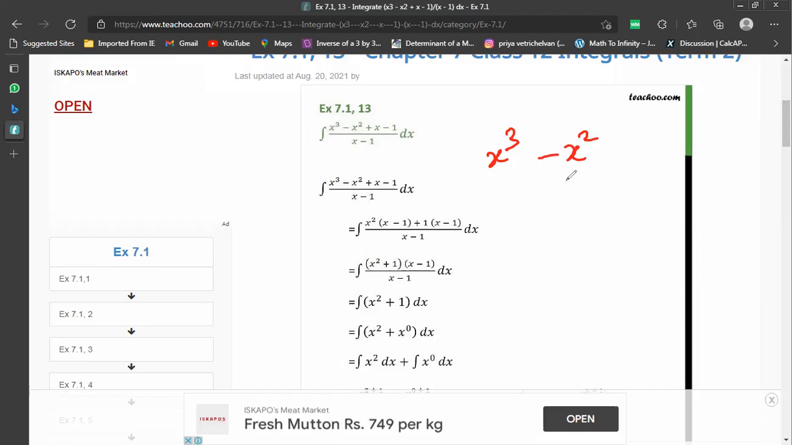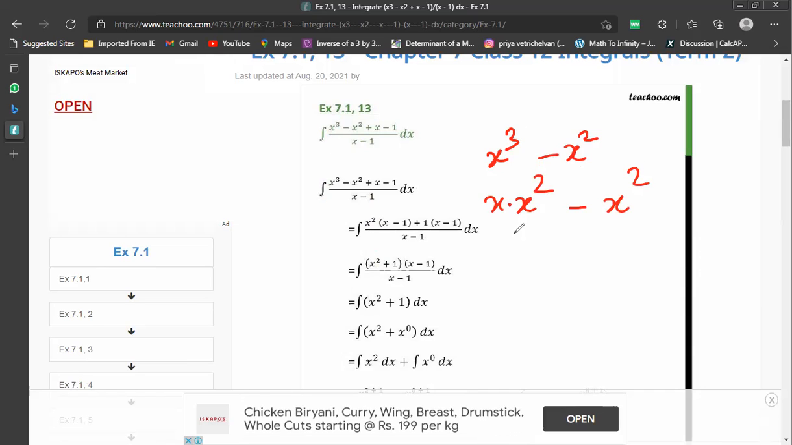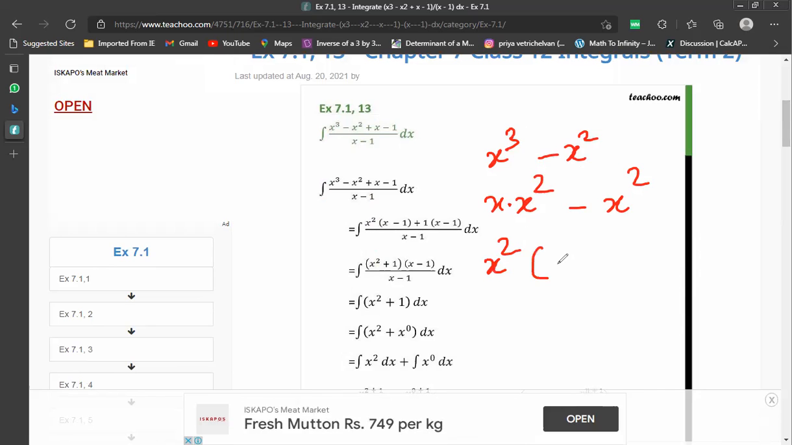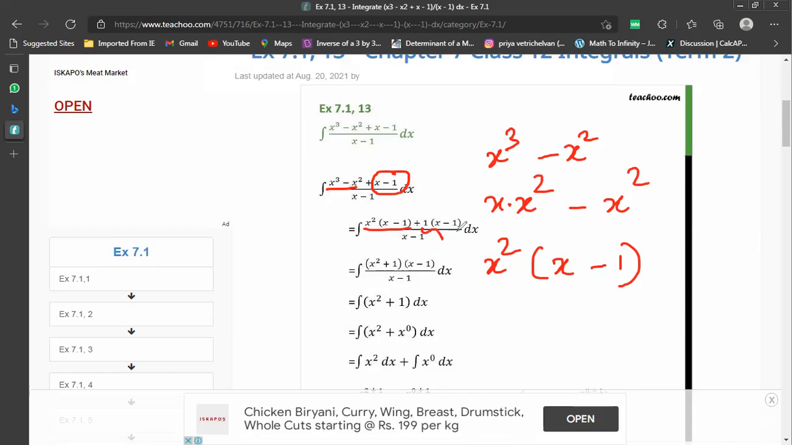Check the common factor present in the first two terms. x cube can be expressed as x into x square, isn't it? So from the first two terms, you can take x square as common. You will be left with x, and this will turn into 1. So you can rewrite the first two terms as x square into x minus 1. Then you have x minus 1 here, which they just wrote as 1 into x minus 1.